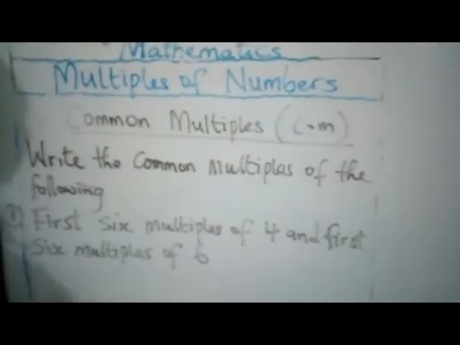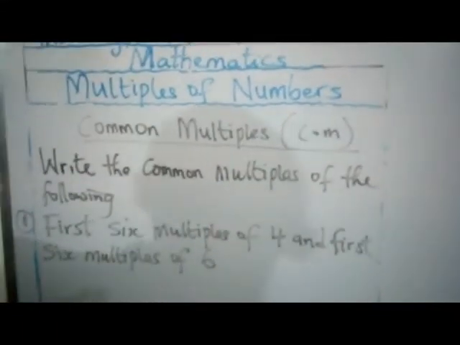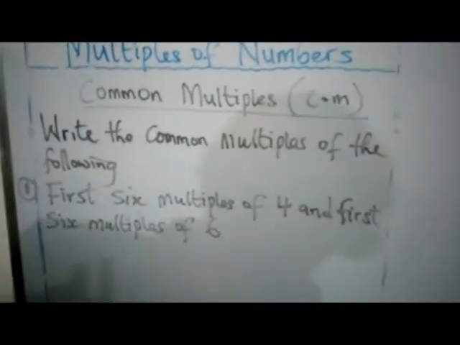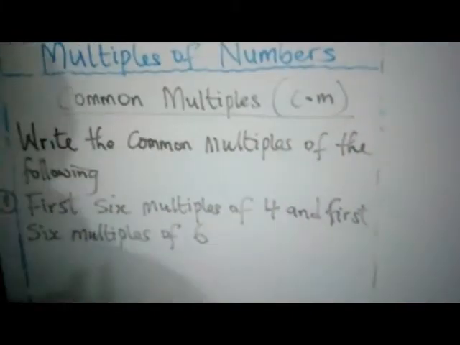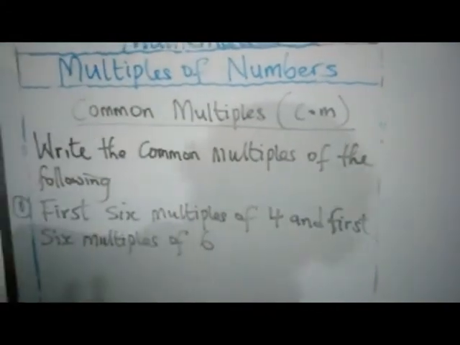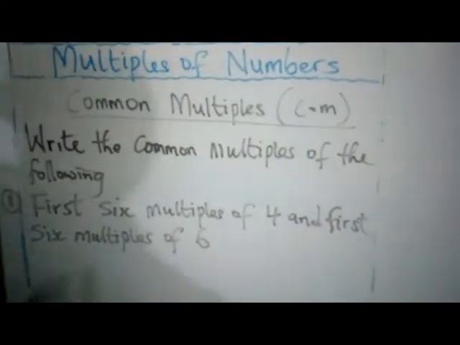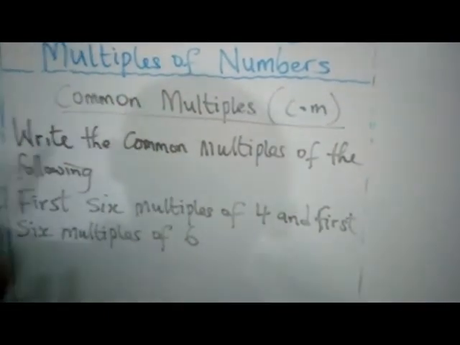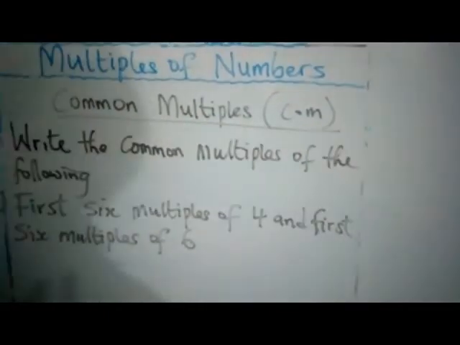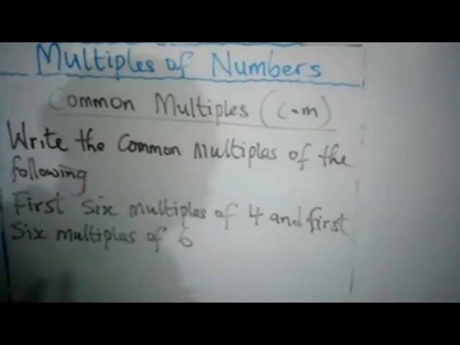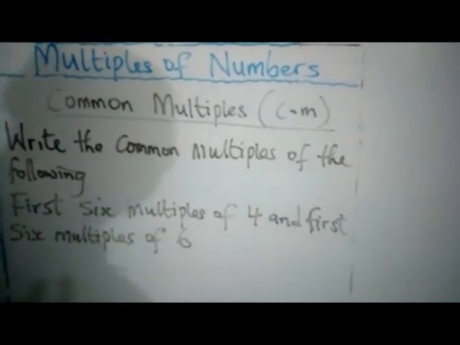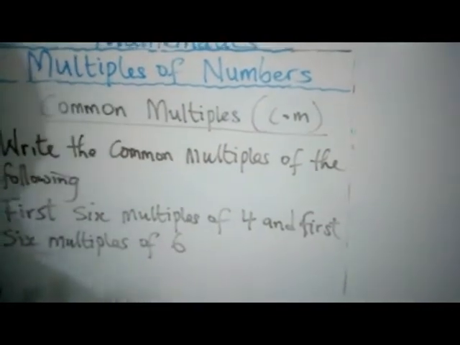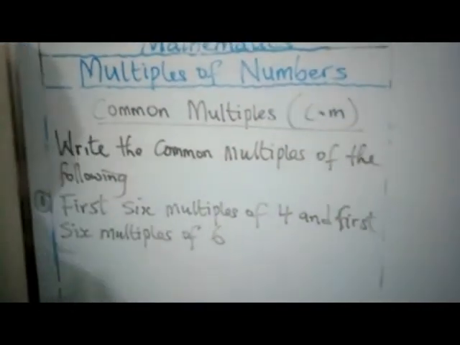Okay, we now move to another subtopic that says common multiples. Remember, we have done multiples of numbers. Now we want to look at common multiples and how to find common multiples. From this word common multiples, it means multiples that are common when you write out multiples of numbers. You compare them to find the multiples that are common.